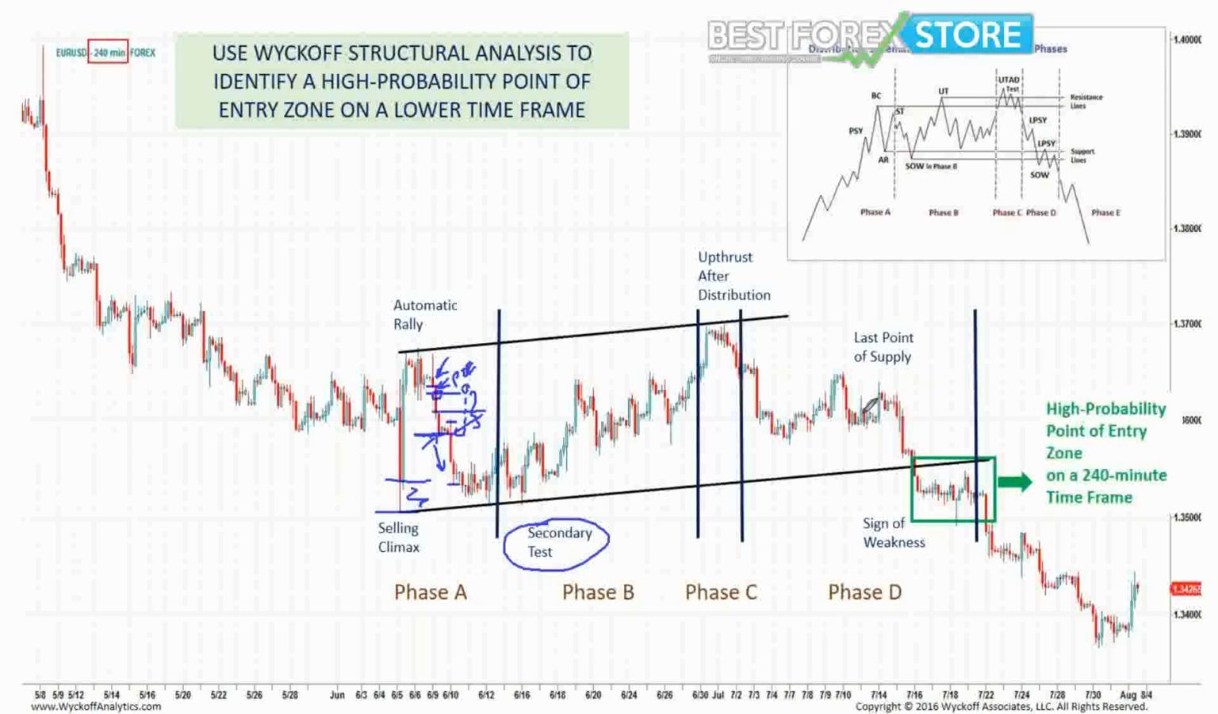Let's look at this from a different perspective. Let's say that we are here right now. Let's just continue this discussion with you. So we are experiencing a secondary test. There is a structure here by itself, right? So we know that after the secondary test, what should happen structurally in the larger range?